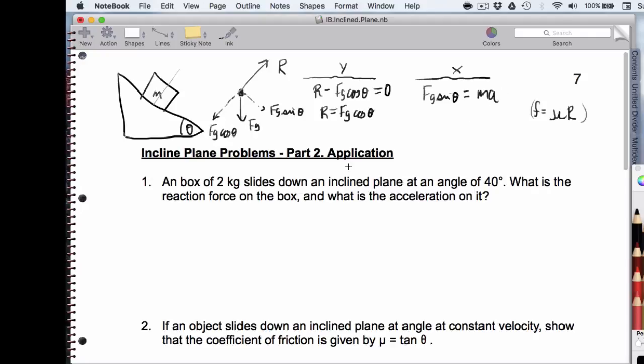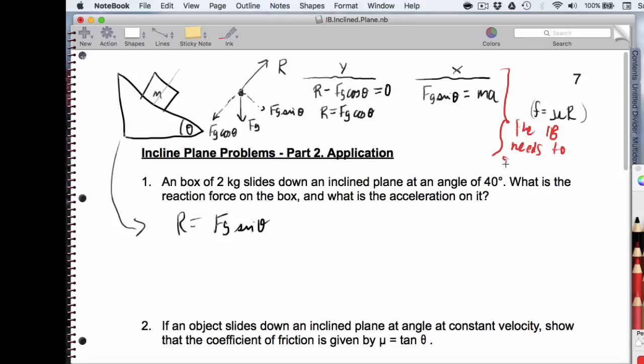In the x direction, we only have Fg sine theta, and the effect of that is that the mass accelerates. So I did the work up here for number 1, and I'm going to apply it here. We want the reaction force and the acceleration of the box. So R is Fg sine theta. I want to be clear: on the IB exam, the IB needs to see all of this.